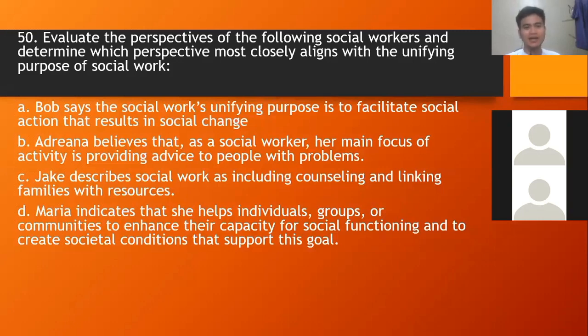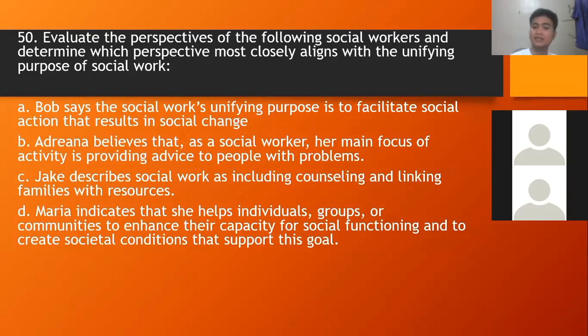Letter B. Adriana believes that as a social worker, her main focus is providing advice to people with problems. It is not, no? Kasi kung palagi lang tayong nakafocus on the individual problems, wala na doon sa system, bumabalik tayo doon sa old definition of social work. Letter C. Jake describes social work as including counseling and linking families with resources. No, it is not the only purpose. The purpose here, the ultimate answer and the best option is letter D.